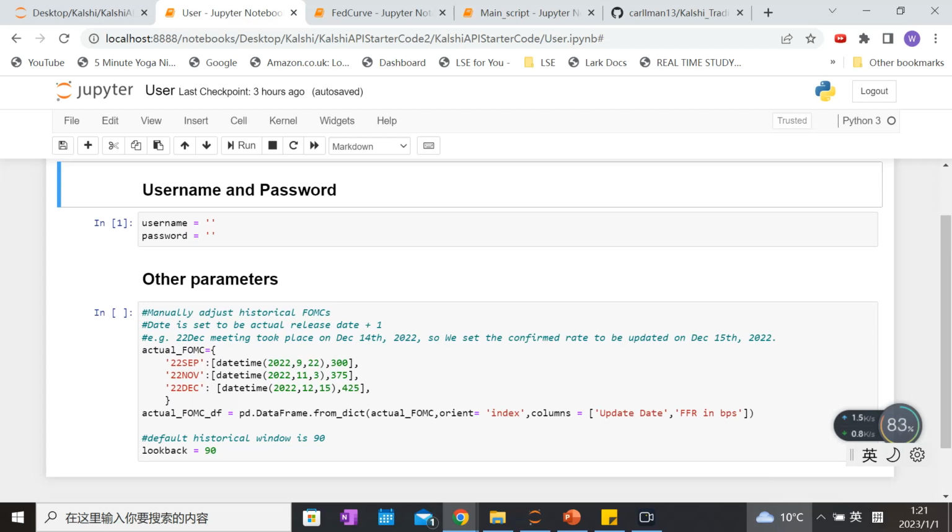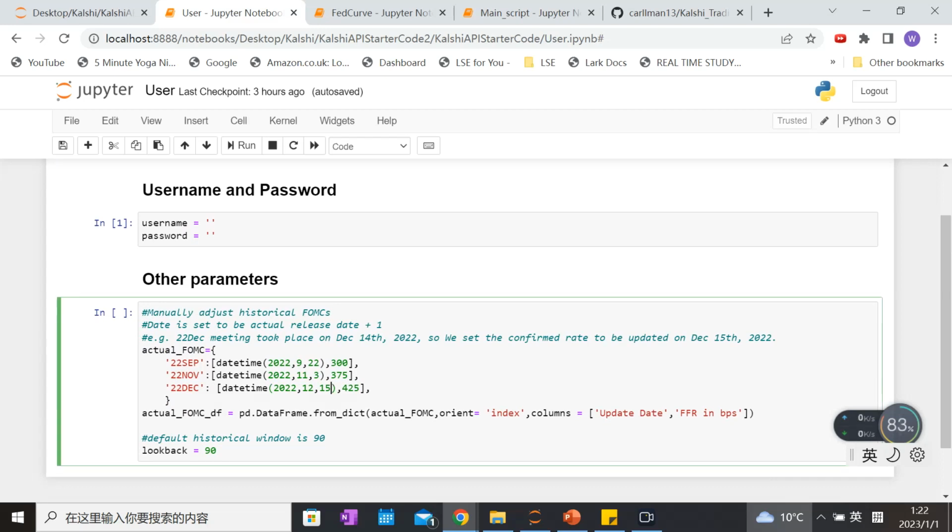So on the December 22 contract, on these dates, the Fed announced they will move the Fed funds rate to 4.25, or 402.25 bips. So you have to manually input this if you want to correctly use the default meetings.